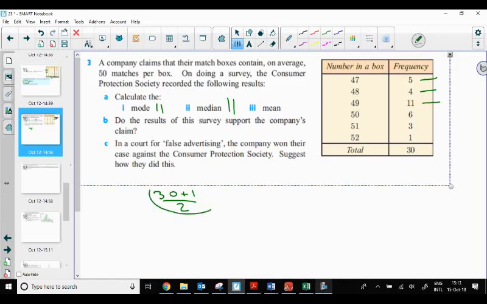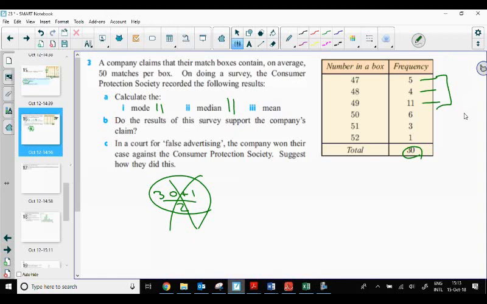And really, there's no need to use this formula. If you just know that you're looking for the middle value here, you can work out that you're looking for 15.5, and then you can go about it in this same way. Okay, so the median is 49, and now for the mean, we have to do a little bit more work.